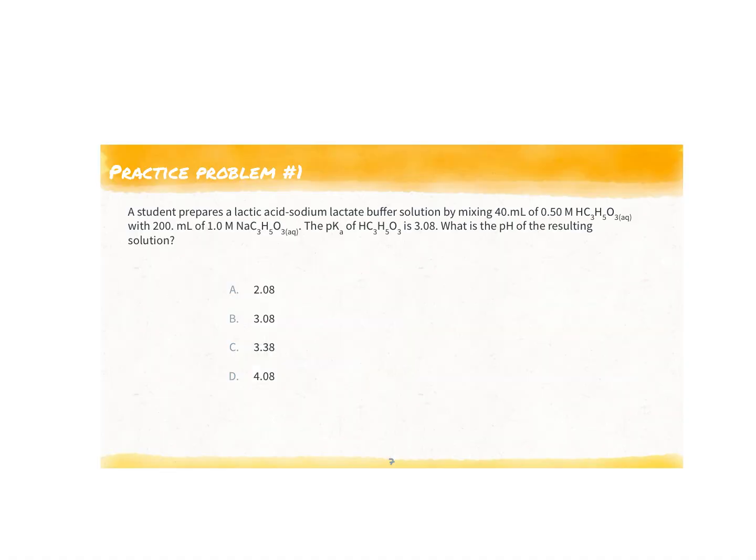So let's look at this practice problem here. We have a lactic acid and sodium lactate buffer. Lactic acid I'm just going to call LA, and sodium lactate I'm going to call SL. The lactic acid is 40 milliliters and 0.5 molar. The sodium lactate is 200 milliliters and 1 molar. What we want here at the end is the pH. Of course, if we want the pH, we should use the Henderson-Hasselbalch.